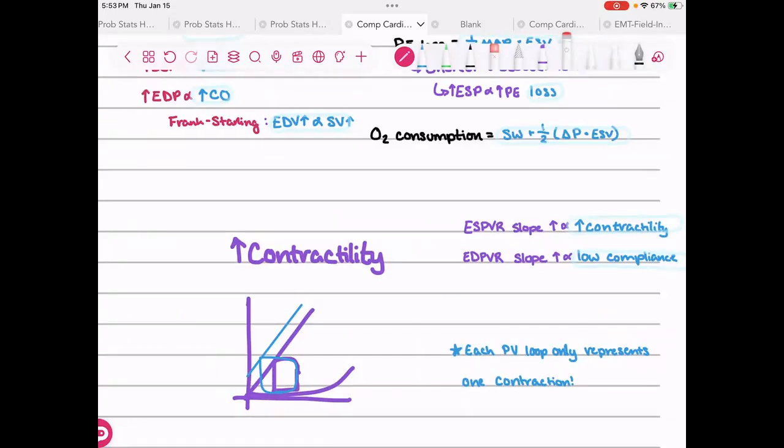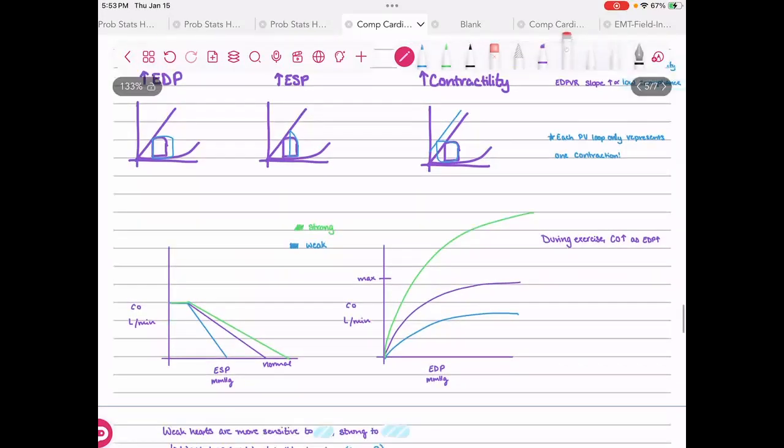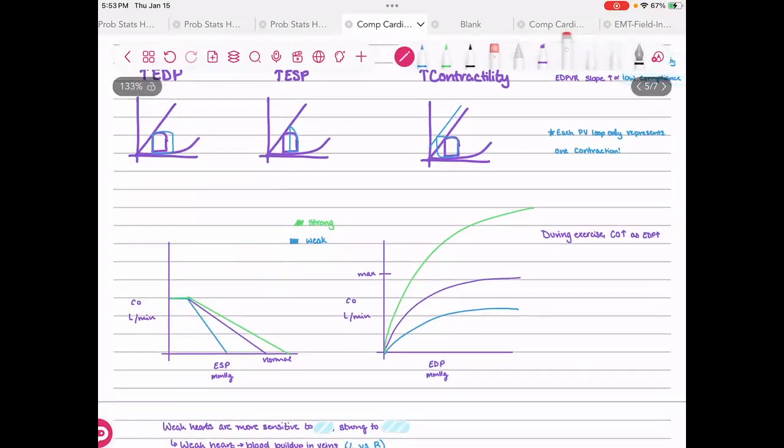Remember that each PV loop only represents one contraction. And this is just a good thing to keep in mind as you start looking into relationships and as things get a little bit more complicated later on down the road. It's also interesting to note the cardiac output as functions of the preload and the afterload.